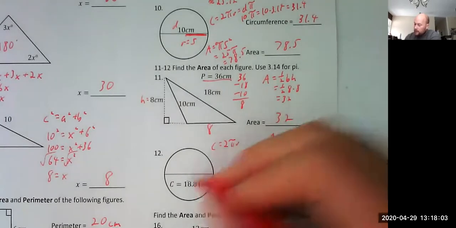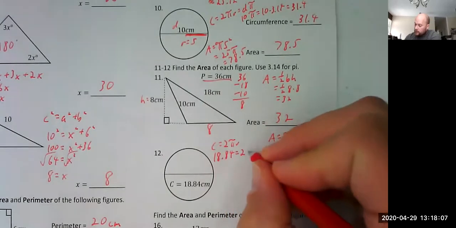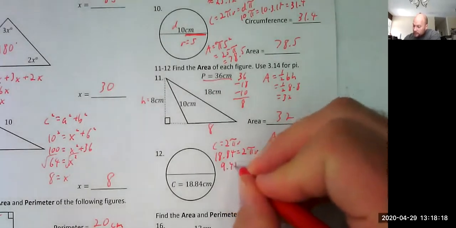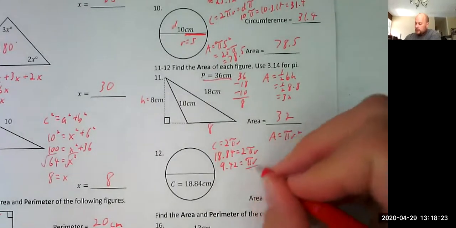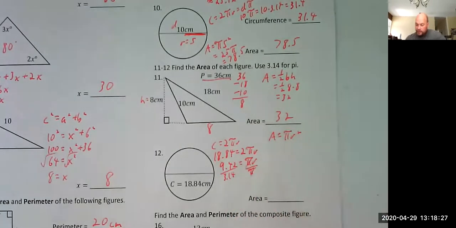So plug in the circumference, 18.84 equals 2 pi r. We have to solve. First, divide off 2. 18.84 divided by 2 gives us 9.42 equals pi times r. Again, we're dividing off pi, which we're using 3.14 for pi. So divided by 3.14, which is just 3. That's our radius.